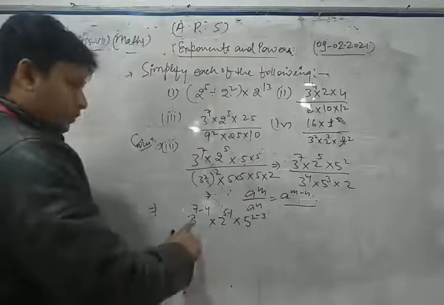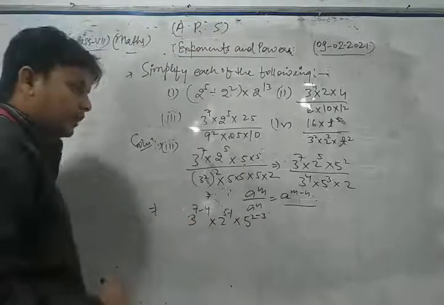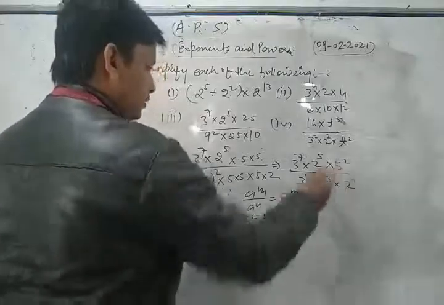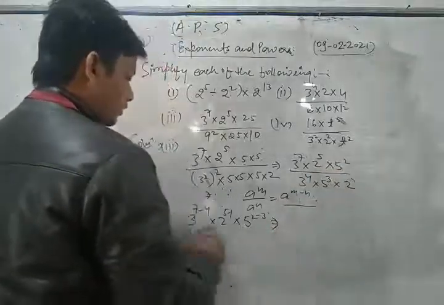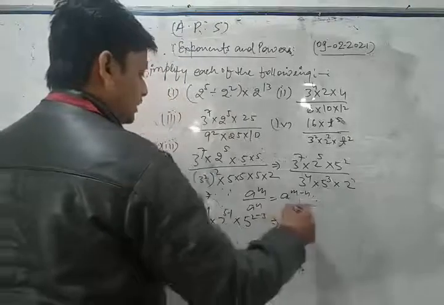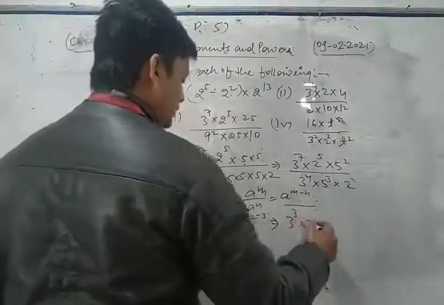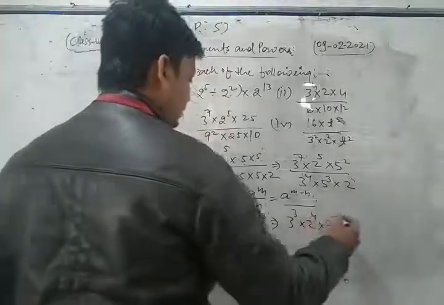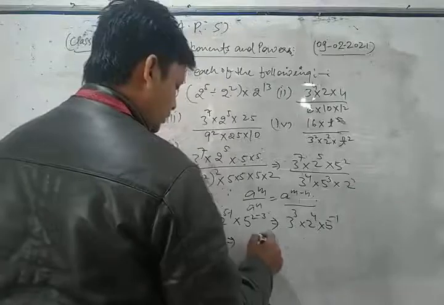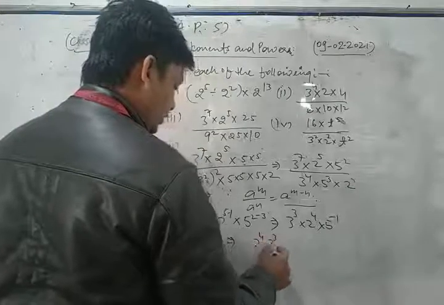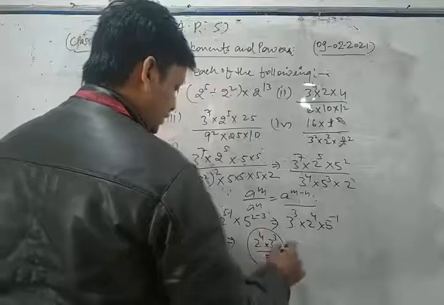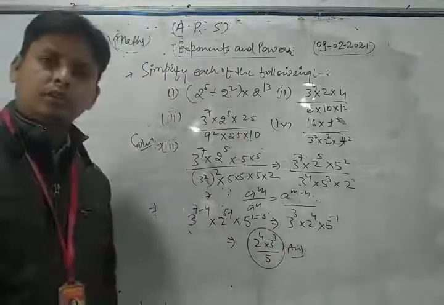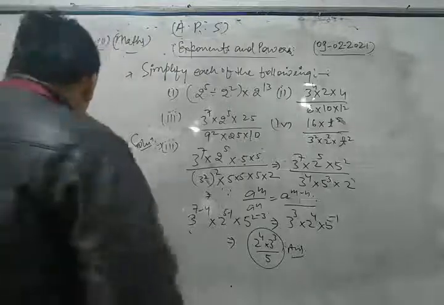3 power 7 minus 4, 2 power 5 minus 1, 5 minus 1 became 4, and 5 power 2 minus 3. So we get 3 power 7 minus 4, that is 3, into 2 power 4, into 5 power minus 1. Also we write as 2 power 4 into 3 power 3 upon 5. So this is the required solution of the given question. Now we take and solve the last part of this question.